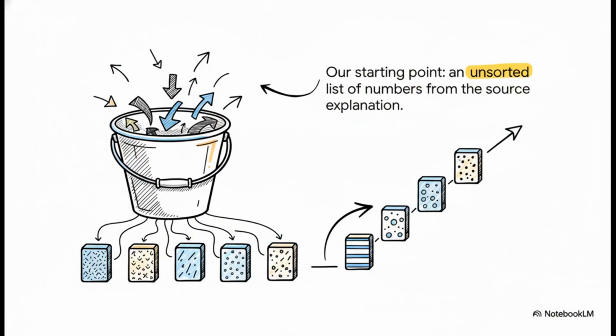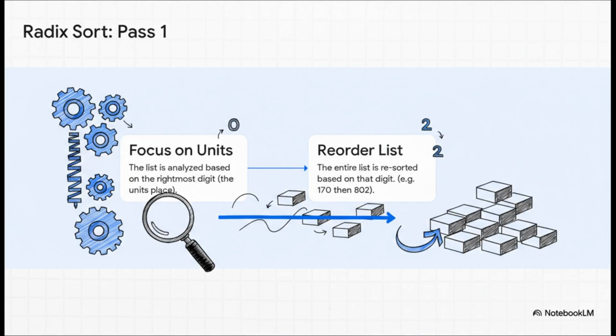It'll make more sense. Here's our messy, completely unsorted list of numbers. We've got 170, 45, 75, they're all over the place. The goal is to get these into ascending order, smallest to largest. Okay, first pass. We only look at the very last digit of each number, the units place. So 170 gets grouped with the numbers ending in 0. 802 and 2 are put together because they both end in 2. We reorder the entire list based only on that single rightmost digit, completely ignoring everything else for now.